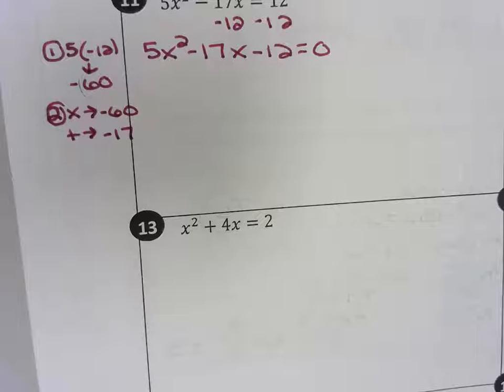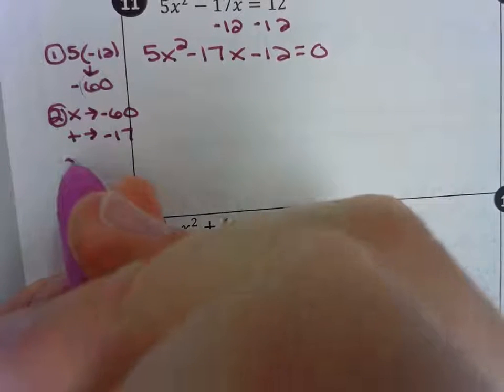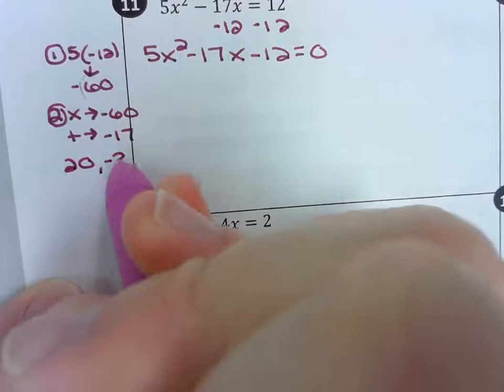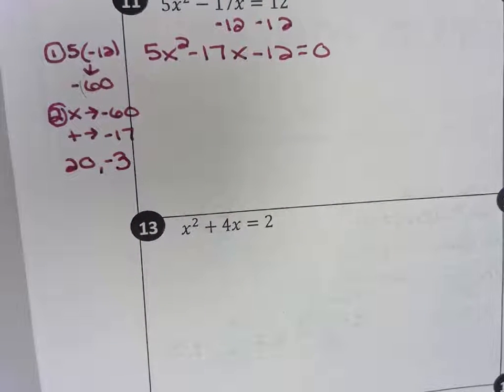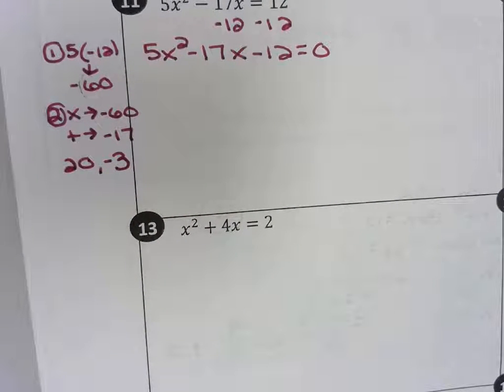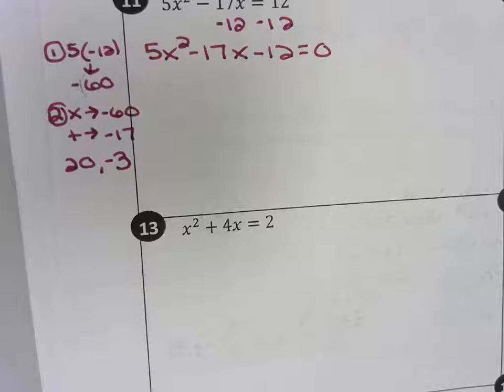So let's think. Start listing what are some things that multiply to give me -60. 20 and -3. Does that add to give me -17? Does 20 plus -3 add to give me -17? No.